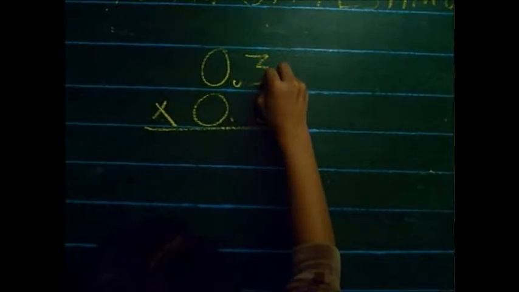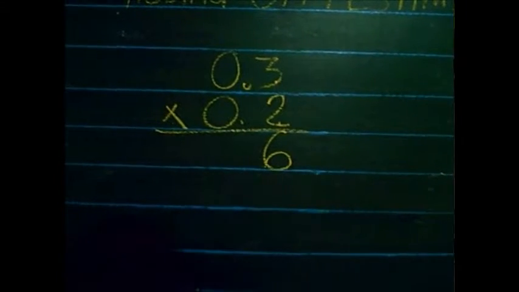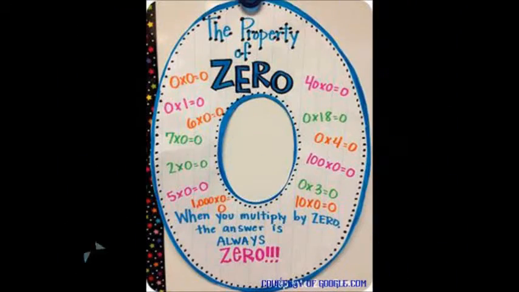So we write 0.3 times 0.2 in column. Multiply 2 by 3, that gives us 6. Write 6 directly below the multiplier. Since the next factor is 0, we don't need to multiply, since we know that any number multiplied by 0 is 0. That is the zero property of multiplication.